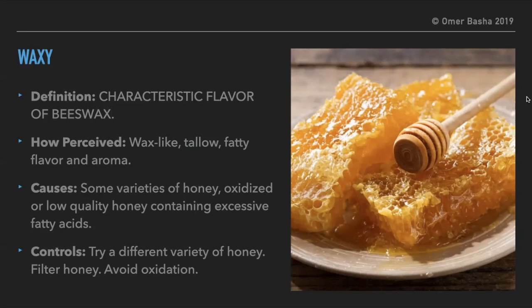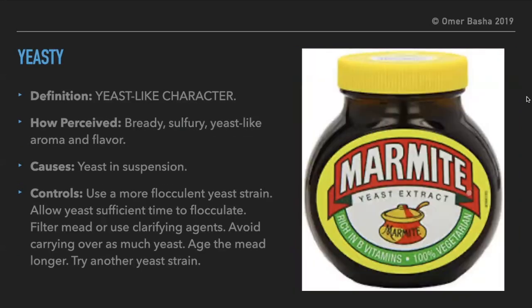So to control it, try a different variety of honey or from a different supplier, filter the honey and avoid oxidation of the honey. The next one is yeasty. It will have a yeast-like character. This is perceived as a bready, sulfury, yeast-like aroma and flavor, and the cause is yeast in suspension.